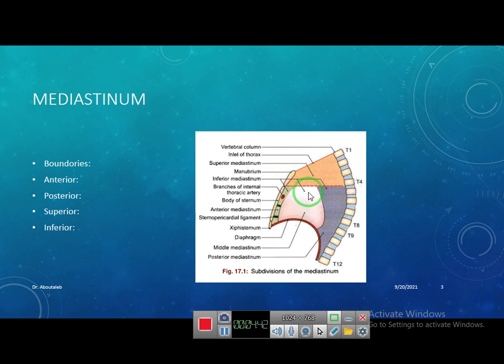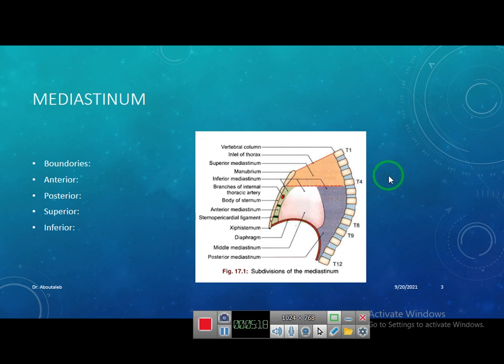The inferior mediastinum is subdivided into three parts by the pericardium. The area in front of the pericardium is the anterior mediastinum. The area behind the pericardium is the posterior mediastinum, as I'm showing to you. The pericardium and its contents form the middle mediastinum.